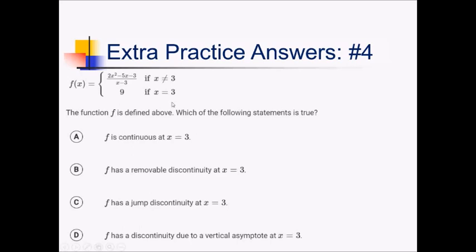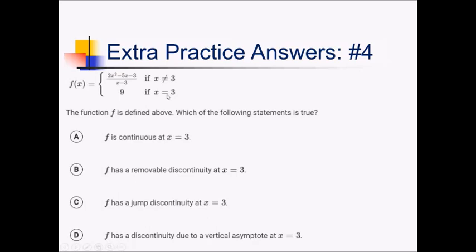For this problem, I'm given the function f, and I want to know which statement about continuity is true. So these are all talking about being continuous at 3 or not continuous, and what type of not continuous we are. So let's test continuity at x equals 3. To start this off, we have to talk about the limit as x approaches 3. Now, to approach 3, you have to be, ironically, using the interval of x not equal to 3. Because this rule with x equals 3, you're not approaching 3 at this point, you're at 3.